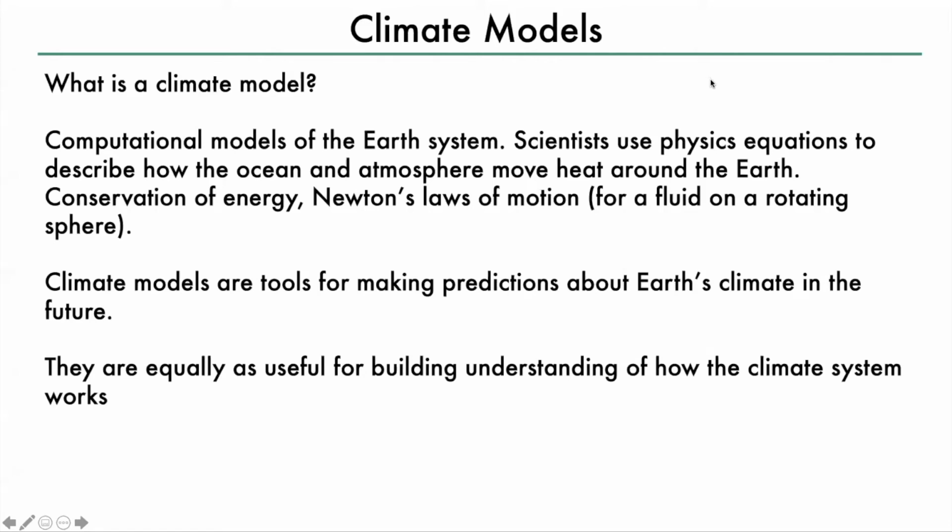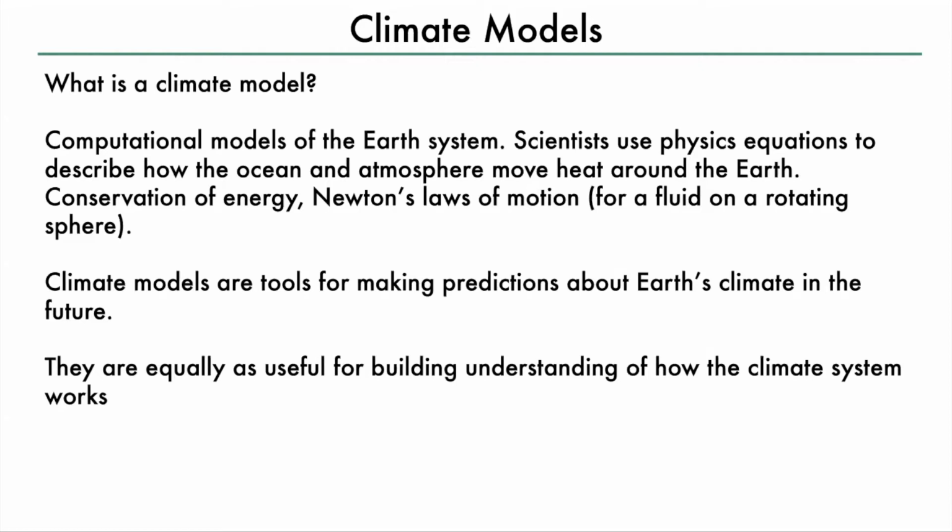Hi, everyone. So throughout this course, we've talked a lot about climate models and projections of future warming from climate models, but I just want to be a bit more precise about what we mean when we talk about a climate model. So climate models are computational models of the Earth system, and they use physics equations to describe how the fluids on Earth's surface move heat around the Earth. So how the ocean and the atmosphere move around and how they move other tracers around as well.